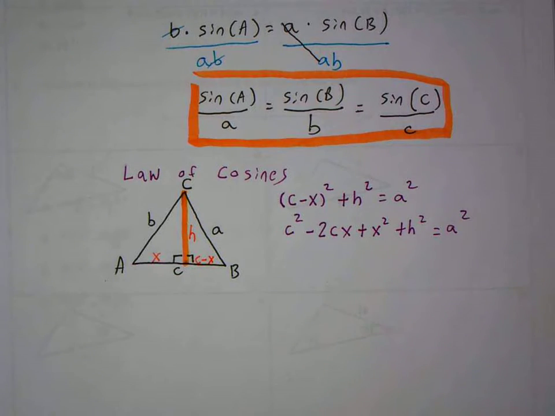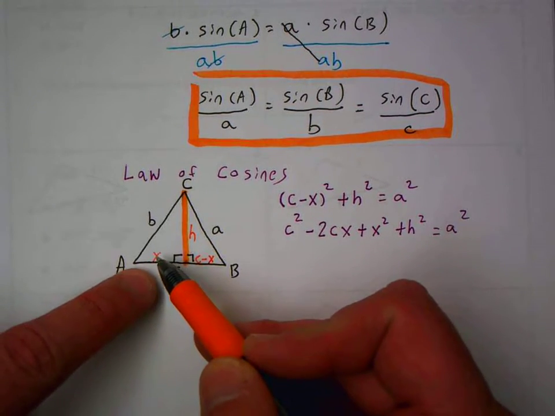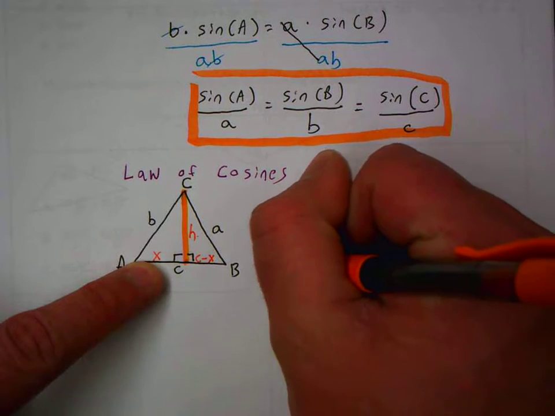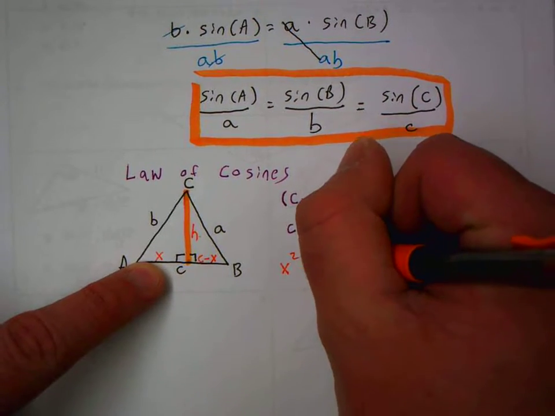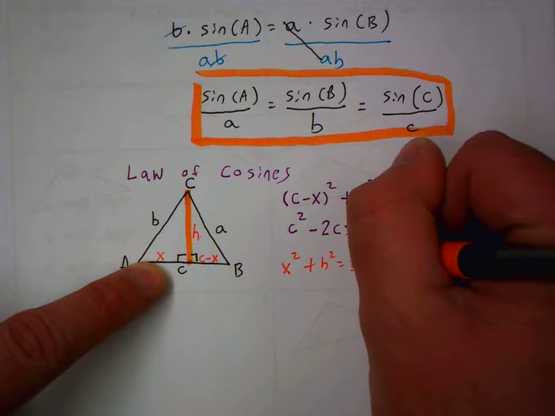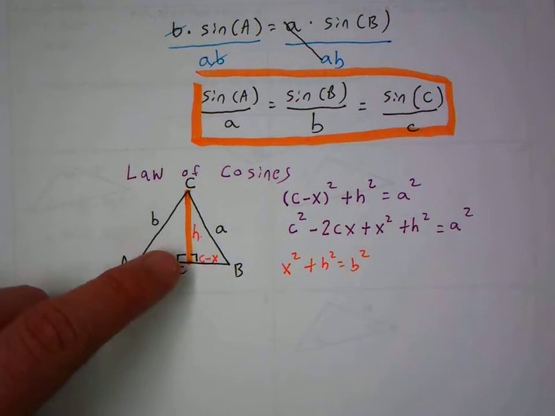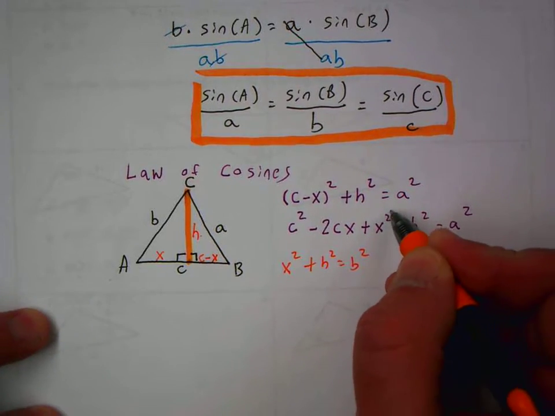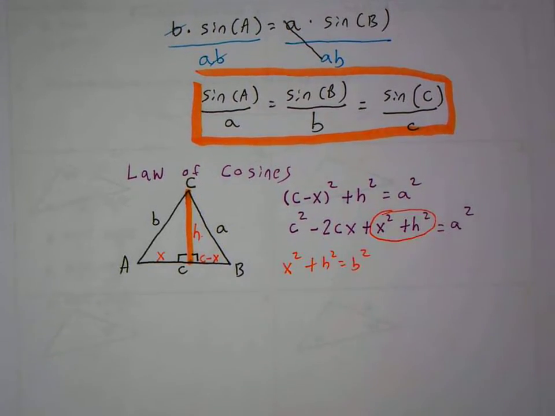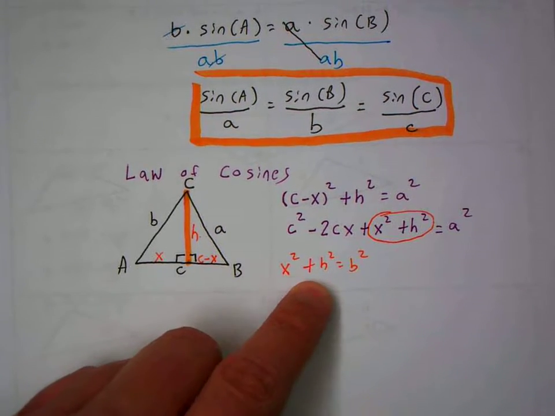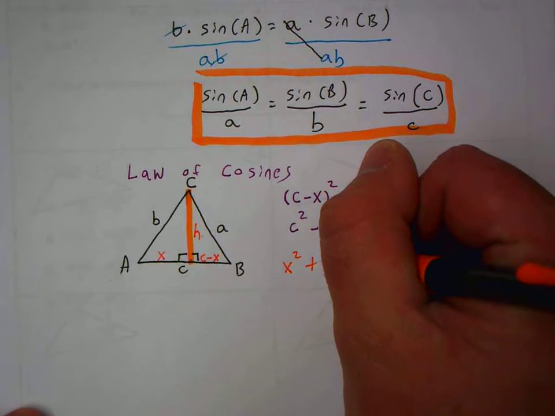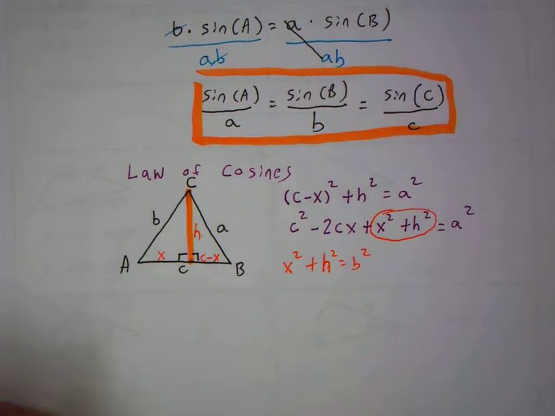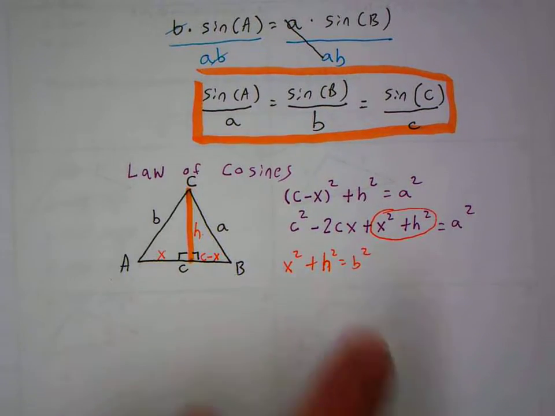Alright, now on the other one, couldn't I put x squared plus h squared is b squared? Pythagorean theorem. So x squared plus h squared is b squared. I could say that. And then, notice right here, I have x squared plus h squared. I'm trying to get rid of all the x's and h's. So instead of x squared plus h squared, this doesn't look like an h, I apologize, let's put a b squared.